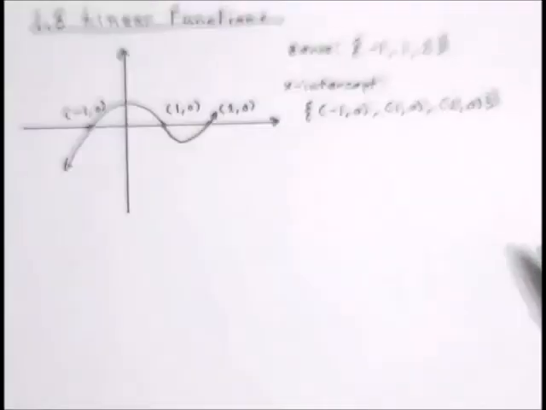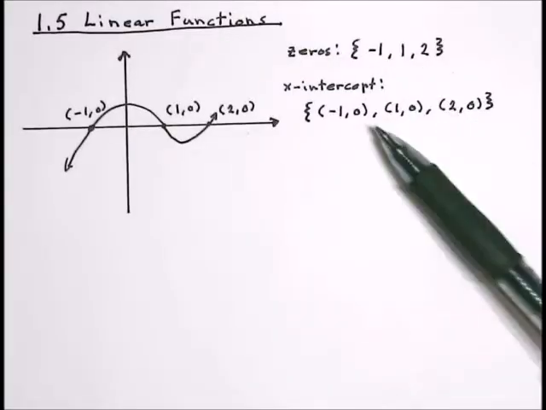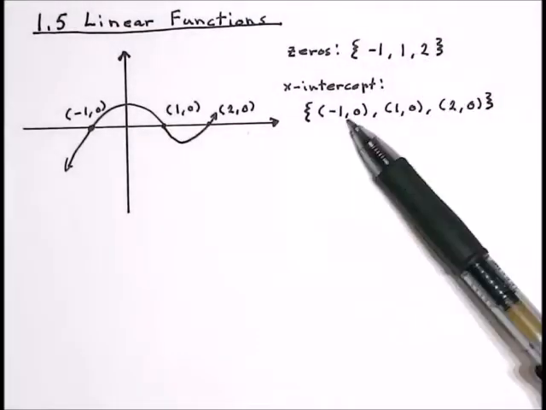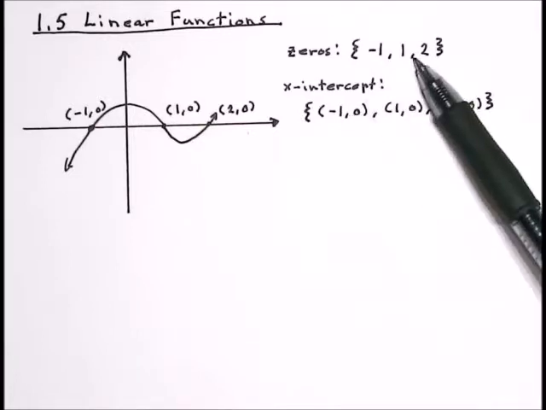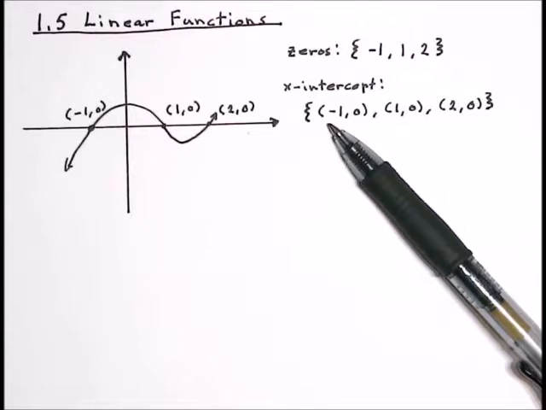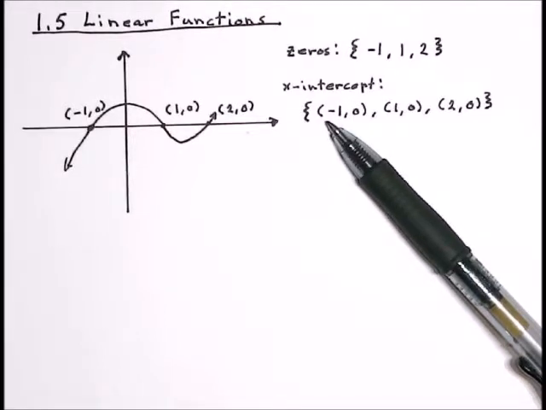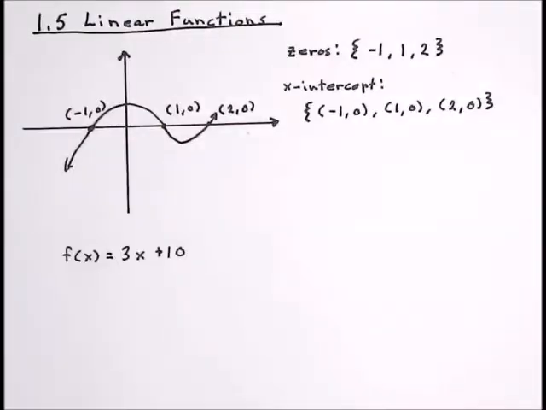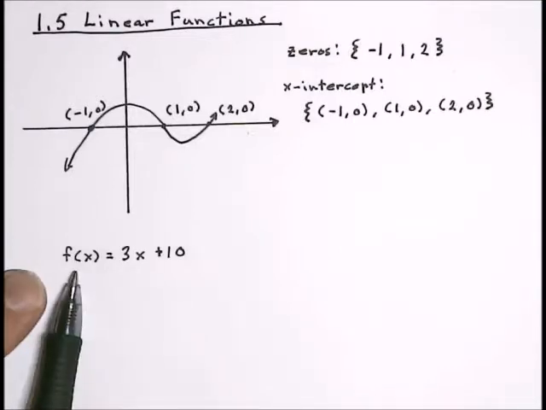Now, as you can see, they're exactly the same points. They're just written in slightly different ways. Zeros are just written as the x-coordinate, and the x-intercept is written as the entire ordered pair. Now, the work that you do in this section is going to be just finding zeros and x-intercepts. And again, they're those places where the y value, or the function value, is 0.